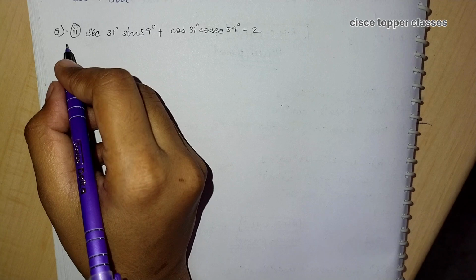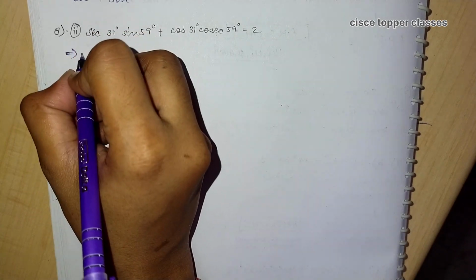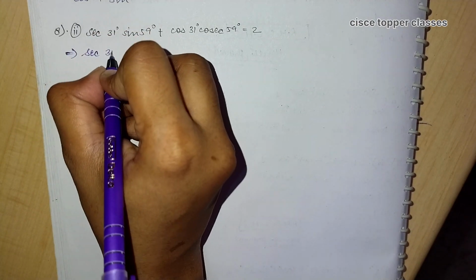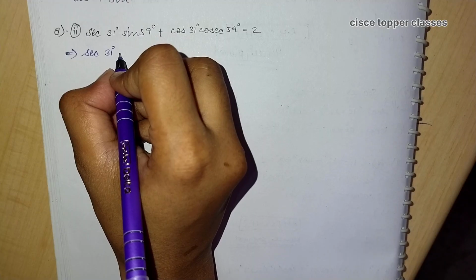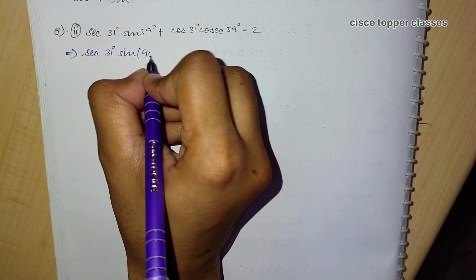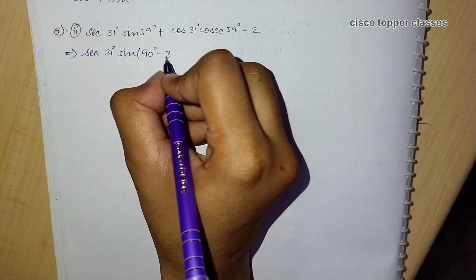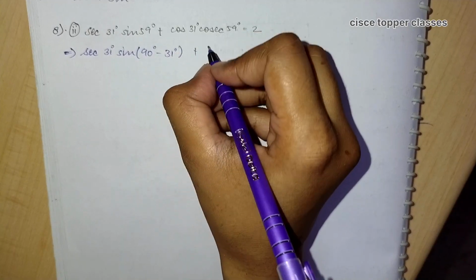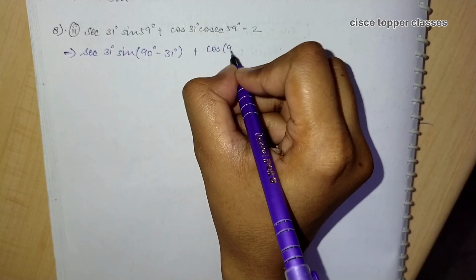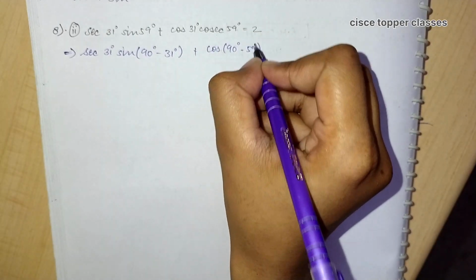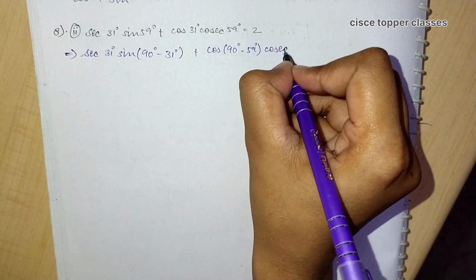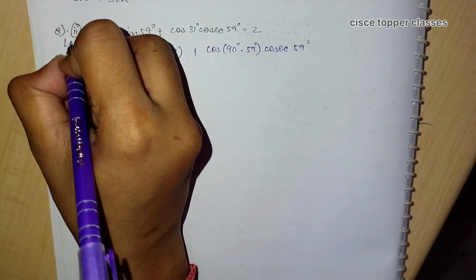Now let us solve here question number 8, second part. So this we can write sec 31 degree, and here sine 59 degree we can write as sine (90 minus theta), means this is 31 degree, plus cos 31, like this only we can write cos (90 minus 59) degree. Here this is cosec 59 degree. This is the LHS part here.